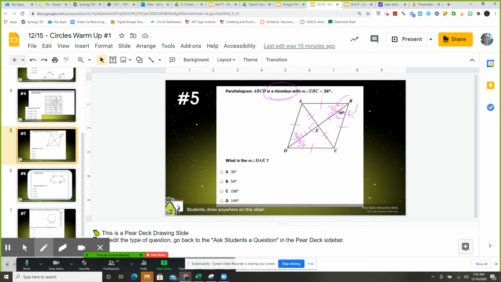If you don't have those things marked on your pear deck, I'd like for you to mark them right now. Mark that angle E right there as a right angle. Mark all the sides that are the same. Mark that the diagonals bisect. And mark that all of these angles at D and angles at B are all 36. I want you to mark all of those.